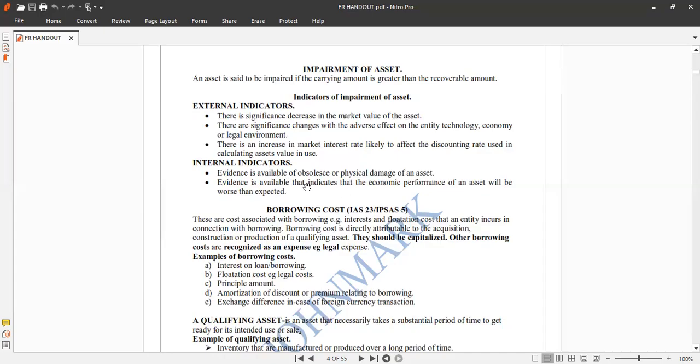Then we have internal indicators. One is that evidence is available of obsolescence or physical damage of the asset. Number two, evidence is available that indicates that economic performance of the asset would be worse than expected. Also, you can add another internal indicator: evidence of internal inefficiencies. Good.